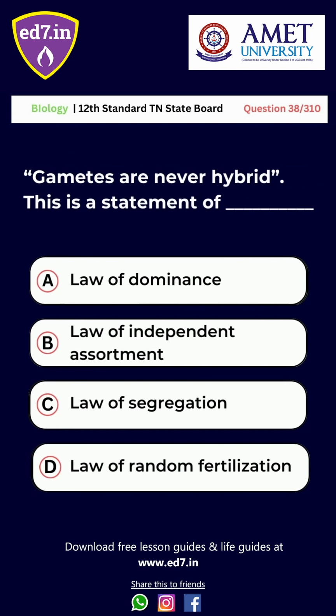Question number 38. Gametes are never hybrid. This is a statement of option A, law of dominance. B, law of independent assortment. C, law of segregation. D, law of random fertilization. And the right answer for this question is option C, law of segregation.